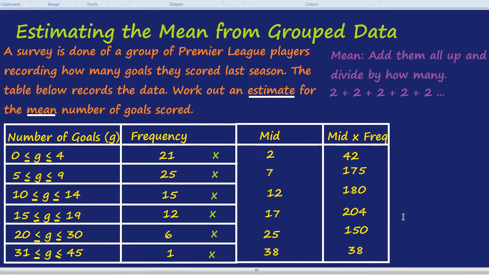Now what about this adding them all up and dividing by how many? Well, in a sense we have added them all up. We've done 2 plus 2 plus 2, 21 times, and that gets us 42. 7 plus 7 plus 7, 25 times, and that's got us 175. All we need to do now is add all of these up.